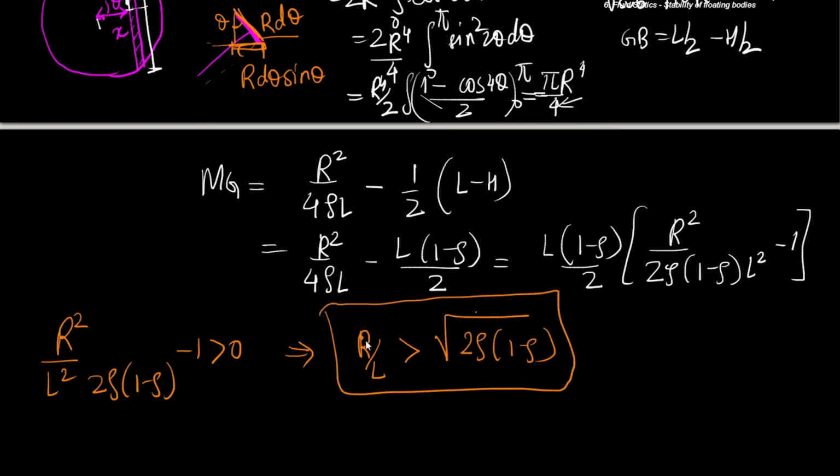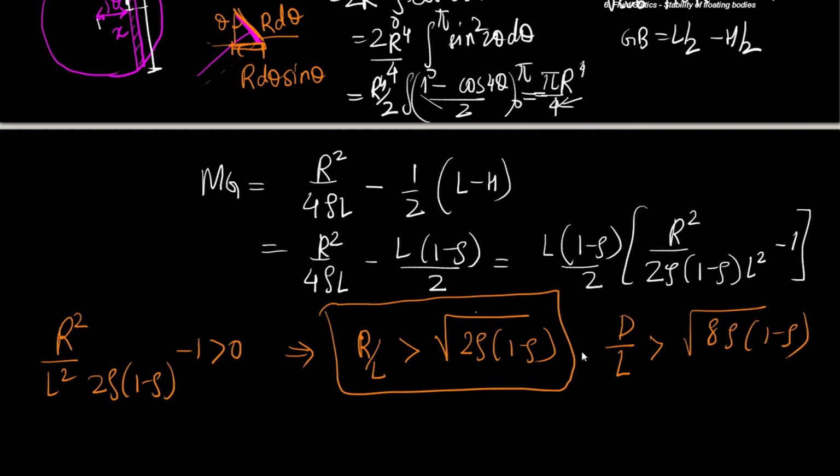So this gives us the aspect ratio of the cylinder. Now in fact, let us try to write it in terms of the diameter. So let us multiply by 2. So diameter upon length should be greater than... if I have to get the diameter, I should multiply everything by 2. So this becomes square root of 8 rho (1 minus rho).